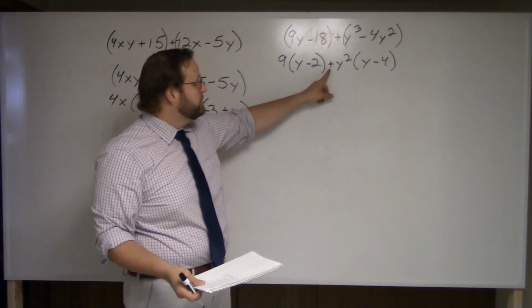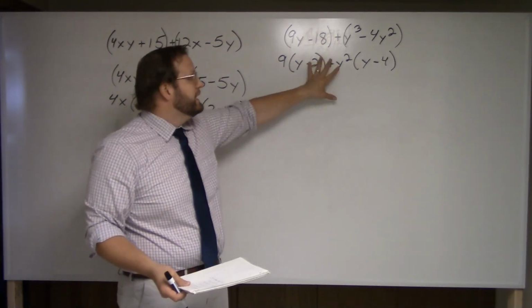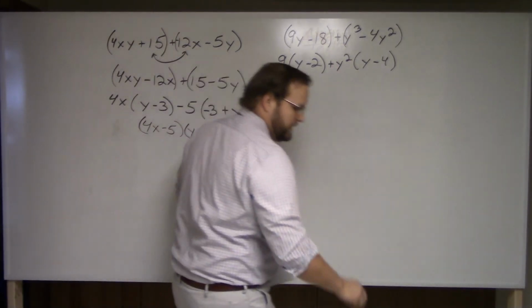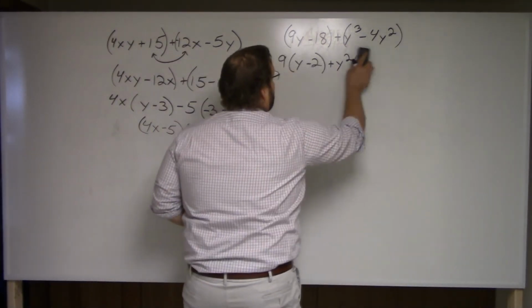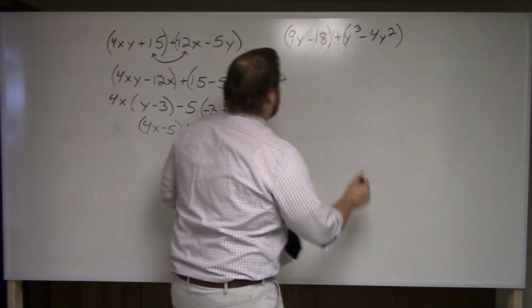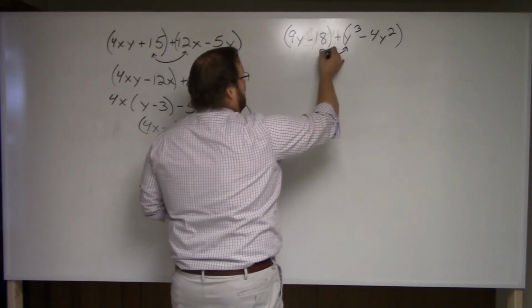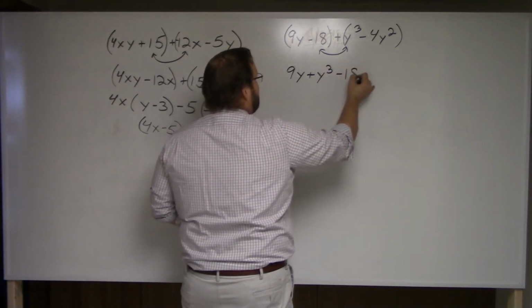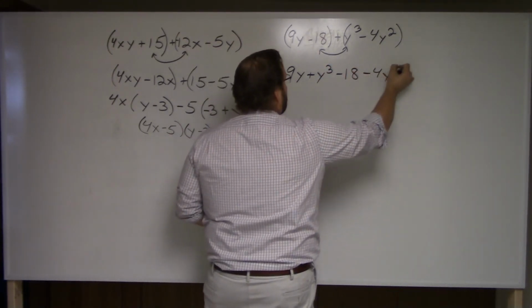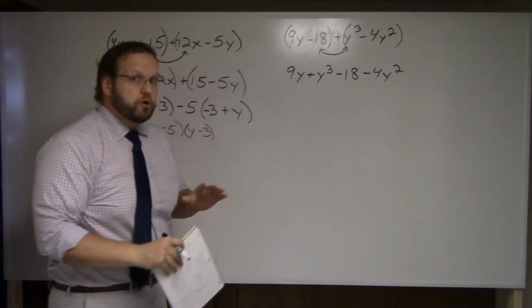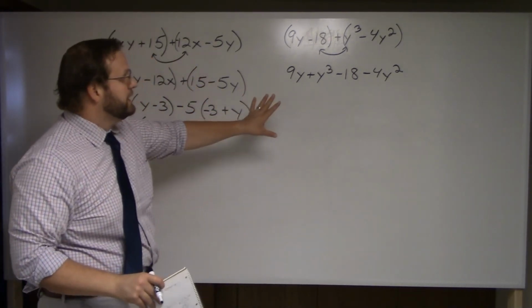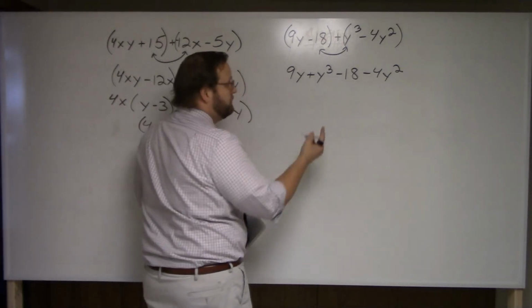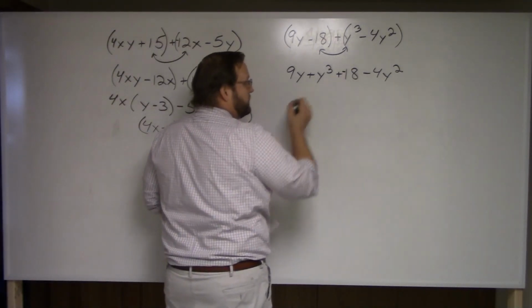And this is not factored because it's still a sum. So when that original grouping doesn't work, switch the grouping. So instead of that, I'm going to switch these to get a 9y plus y cubed minus 18 minus 4y squared. Before you move on, you make sure you wrote everything down correctly. Okay? Now, I'm going to try grouping again, but remember, adjust first.